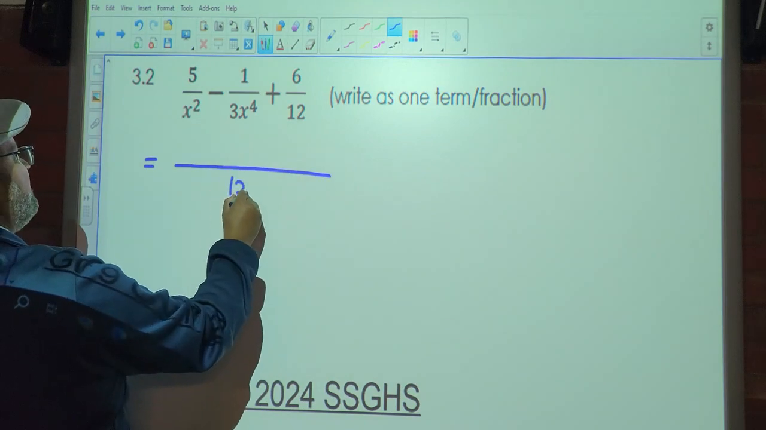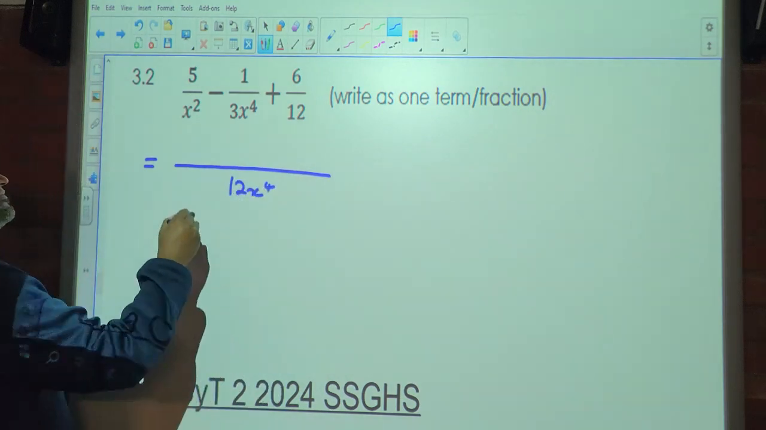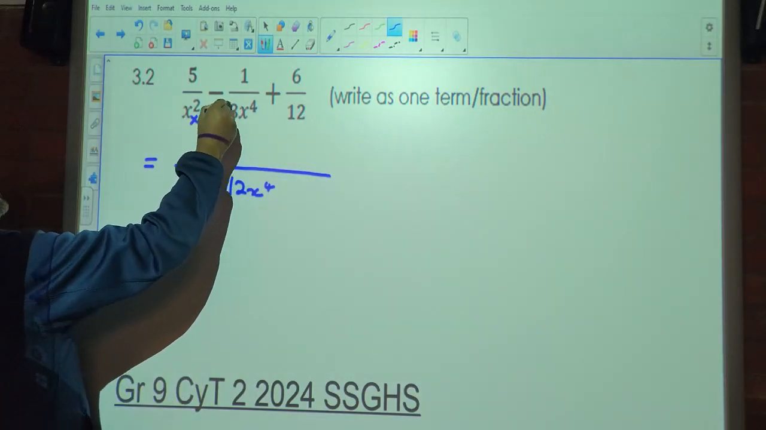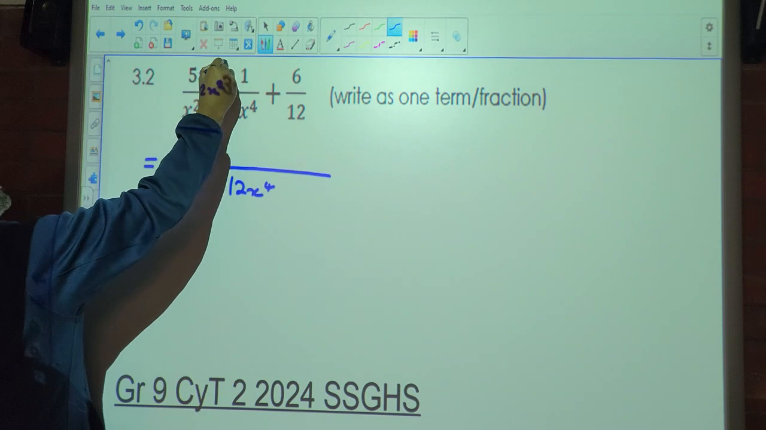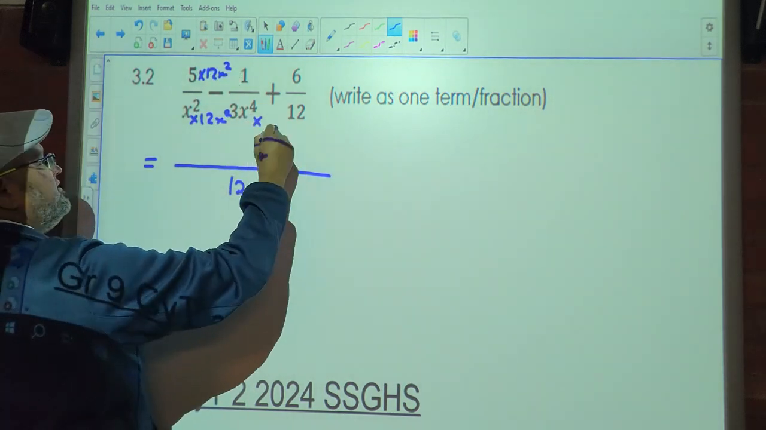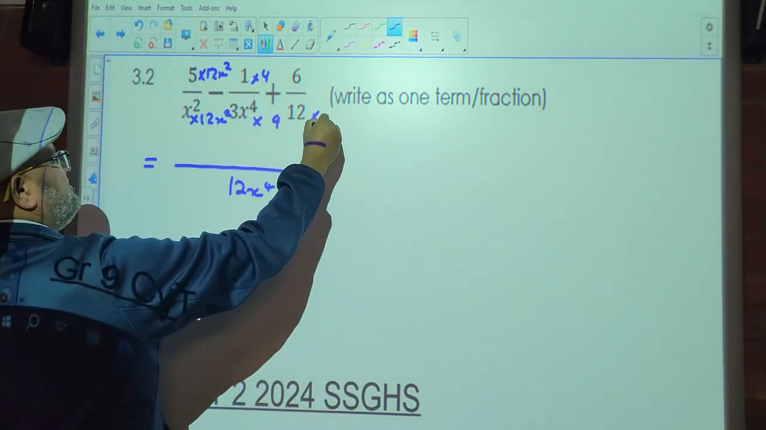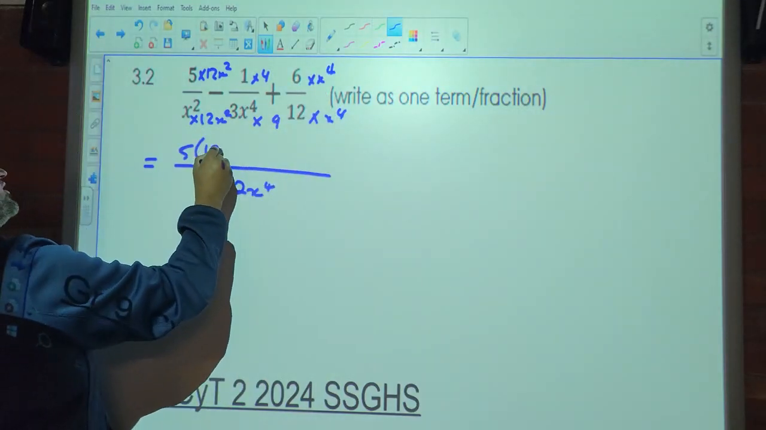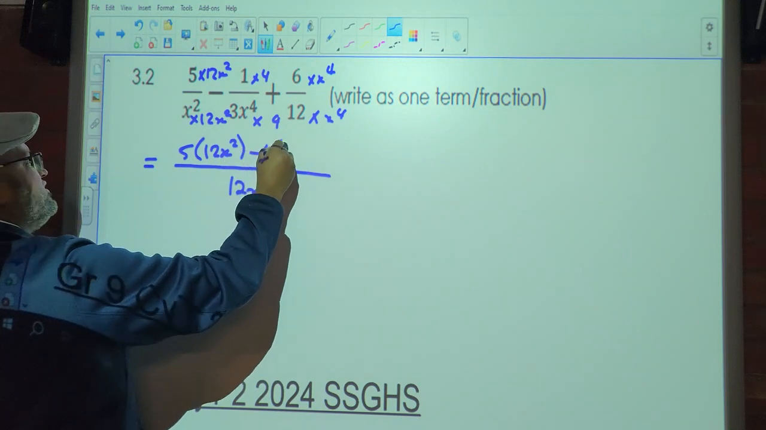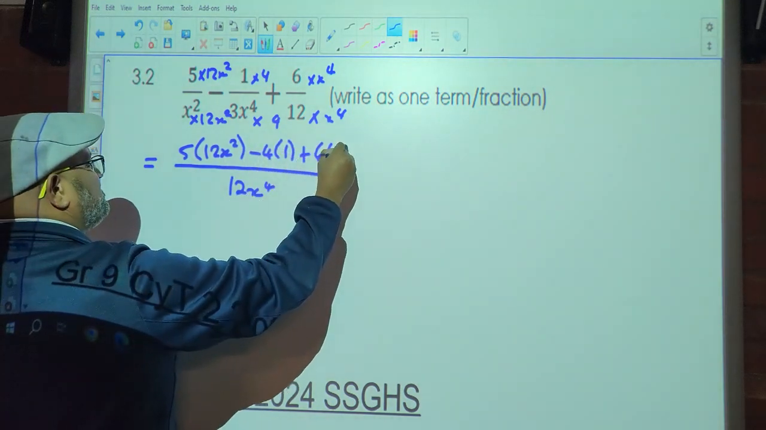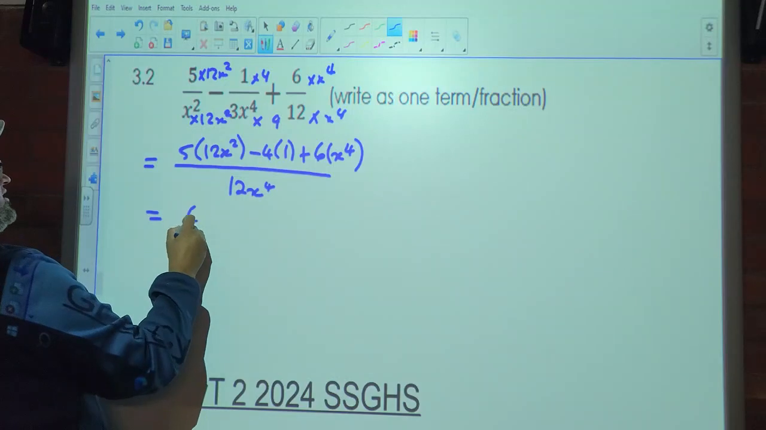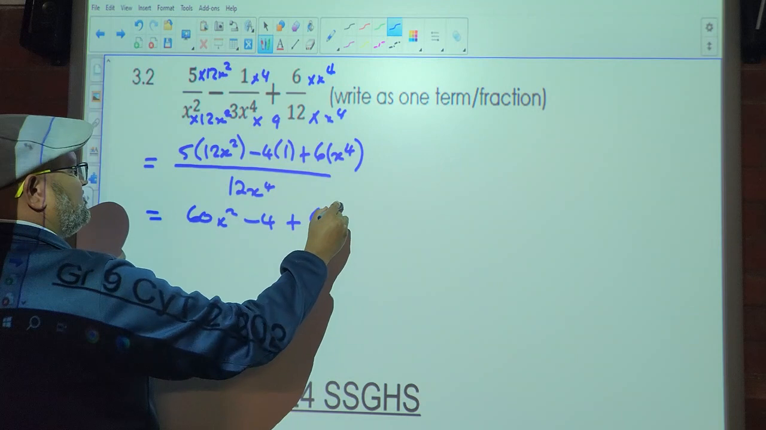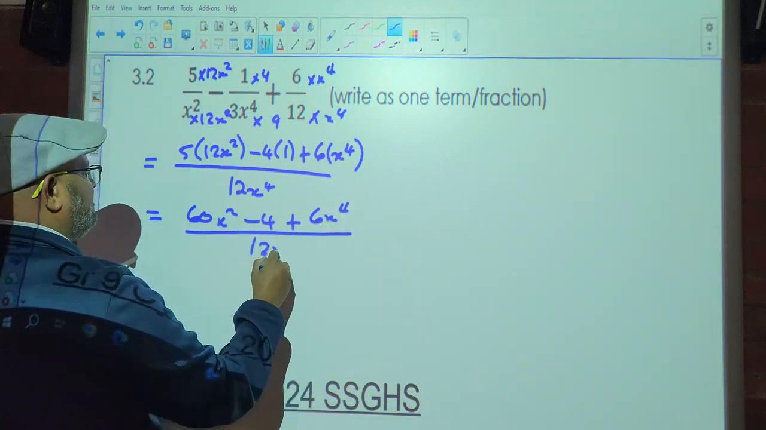So that's going to give us 12x⁴. That's your LCM. So this must be multiplied by 12x squared. That was multiplied by 4. This was multiplied by x⁴. So that's going to give you 5 into 12x squared minus 4 into 1 plus 6 times x⁴, which is going to give you 60x squared minus 4 plus 6x⁴, and that's all over 12x⁴.